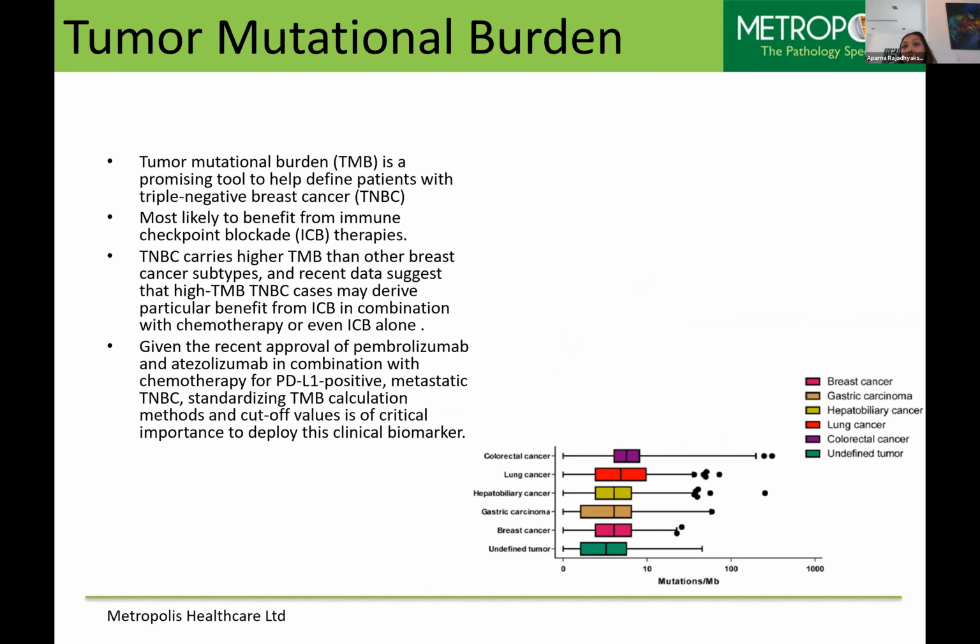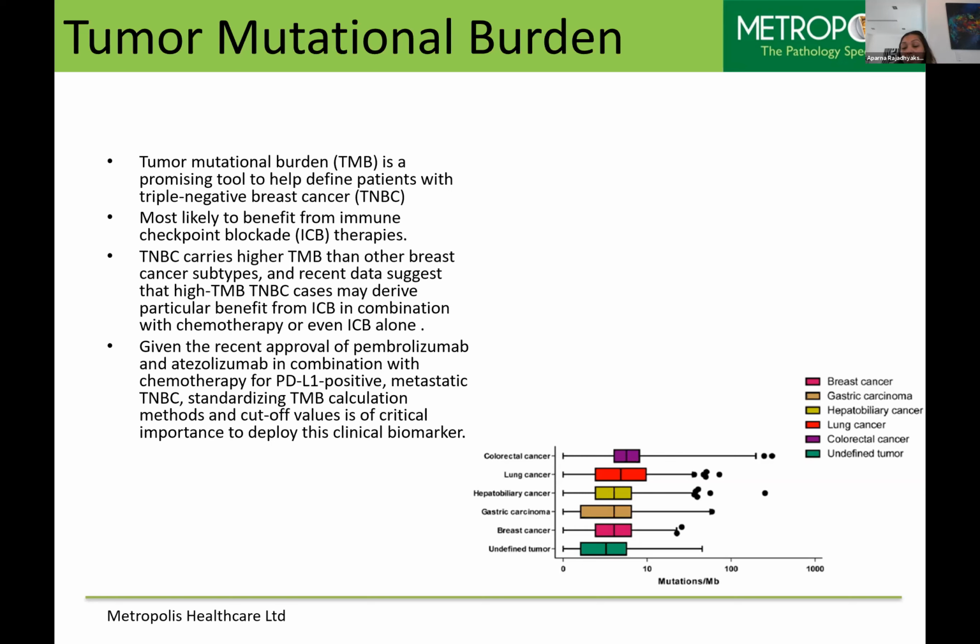Especially in the aggressive cancers, tumor mutational burden is definitely helpful. They are likely to benefit from checkpoint blockade therapies. Triple negative breast cancer carries a higher tumor mutational burden than other breast cancer subtypes. The issue with tumor mutational burden is a couple-fold. Number one, what platform are you doing it on? What is your cutoff as far as breast cancer? These are still evolving. There are cutoffs for colon cancer, there are cutoffs for melanoma, there are cutoffs for breast cancer, but they are not as well defined.